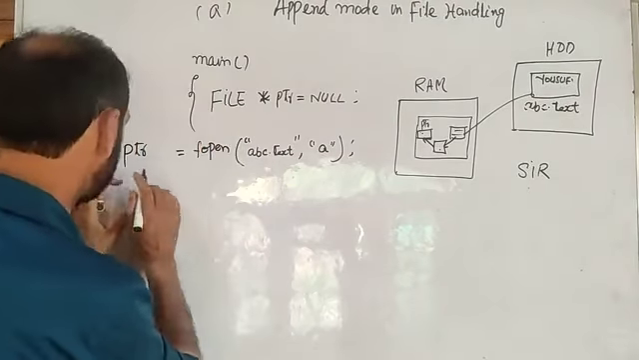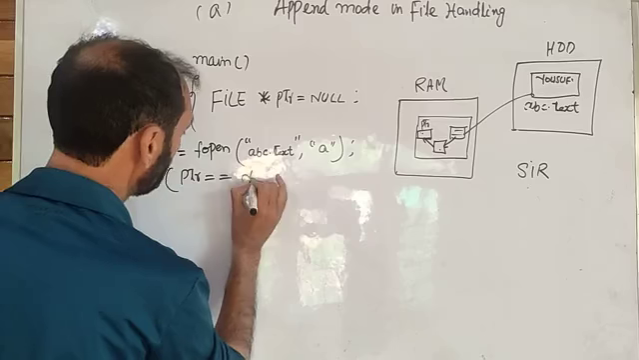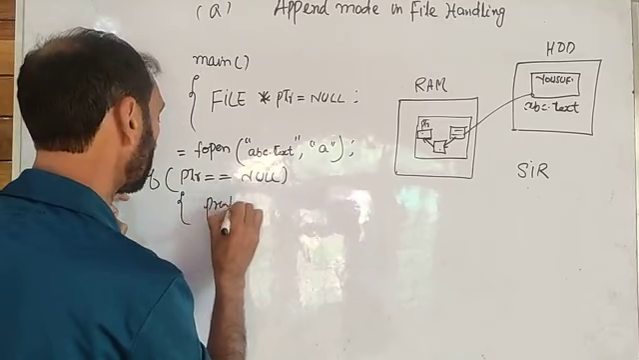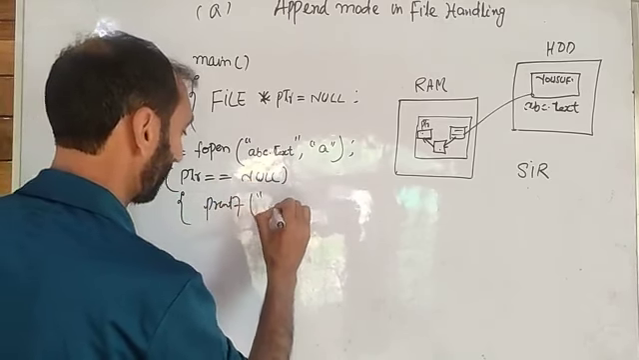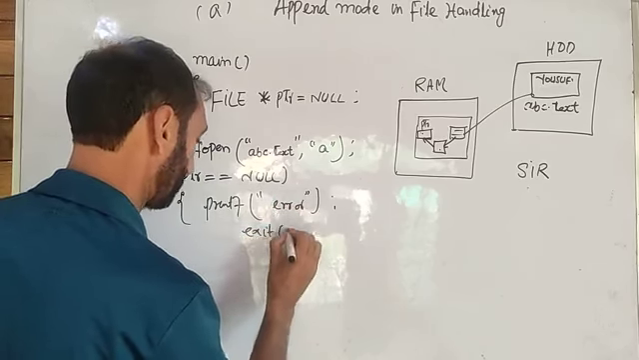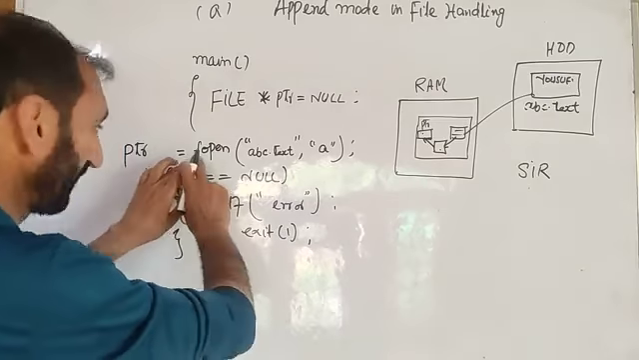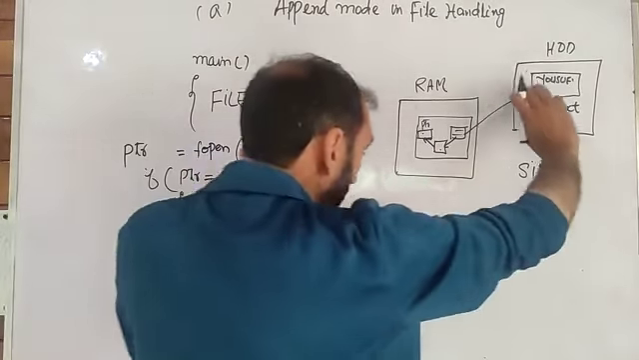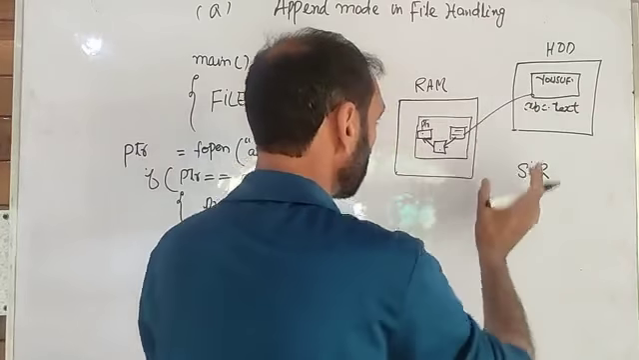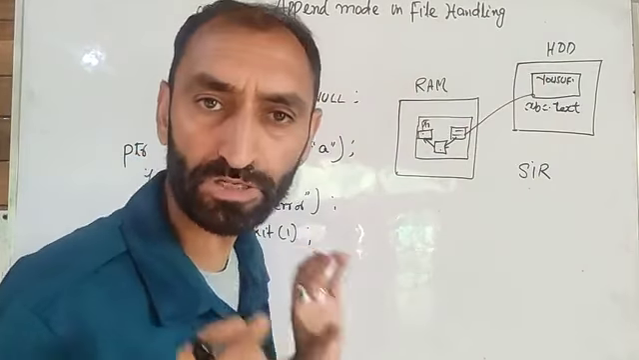So, first of all, we will check if ptr is equal to NULL. Then it will print an error, whatever message I want to print, and exit 1. That means if the fopen function fails to load the file abc.txt into the main memory, then we cannot append the contents. We cannot perform any operation on that.